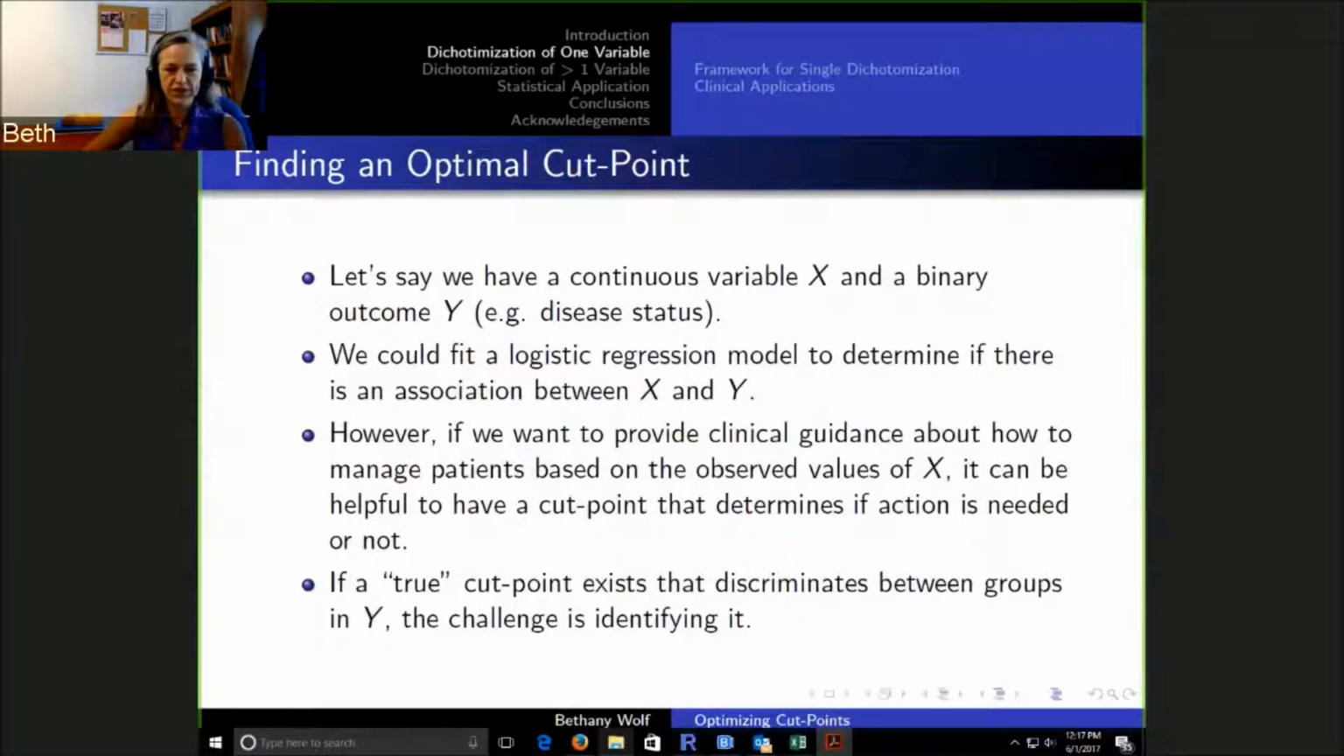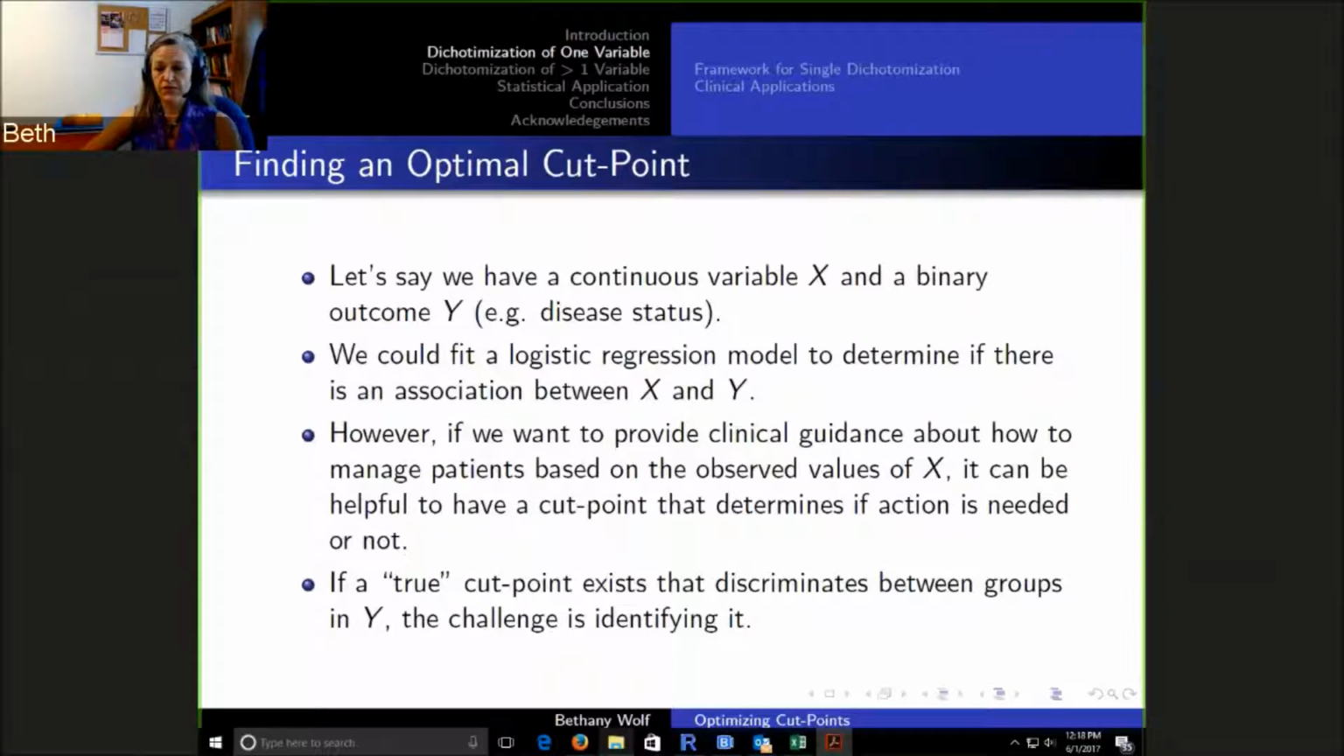Now, if we think about trying to find an optimal cut point, we start with a simple case where we just have a single continuous variable. Let's say that you might have a microRNA level that you were using in serum to try to assess whether or not somebody was at risk for a particular outcome. And then you have this binary outcome Y that's yes, no. It could be disease status. It could be just risk of disease. It could be whether or not you're likely to respond to treatment.